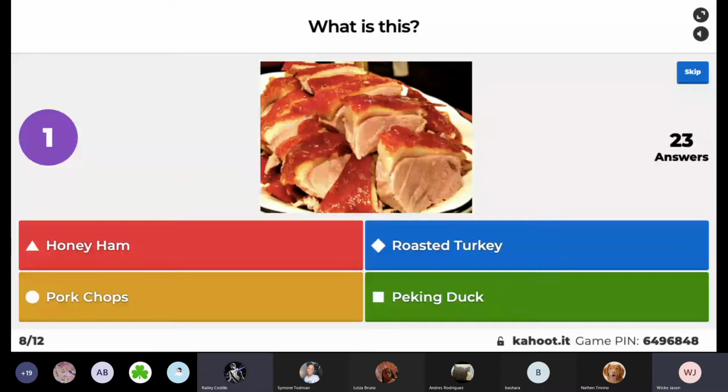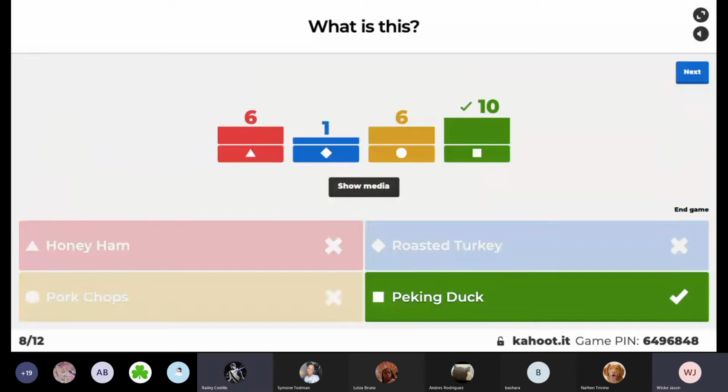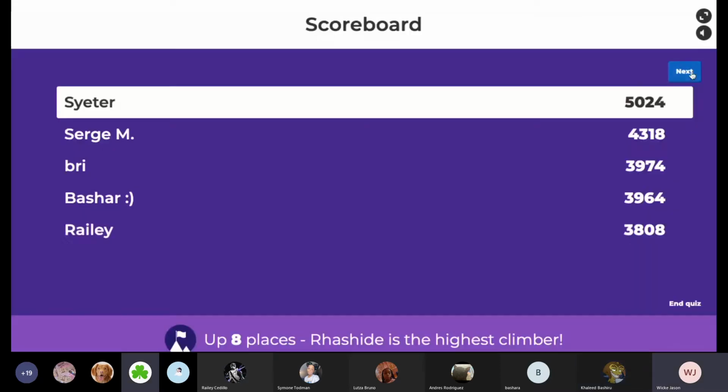Peking ducks. I don't know. The answer is Peking duck. See, I don't think this is a fair quiz because some of us don't know this. Yeah, I haven't had half of this food. It's just a fun thing. We're just going to do it for extra credit. It's not part of your grade.